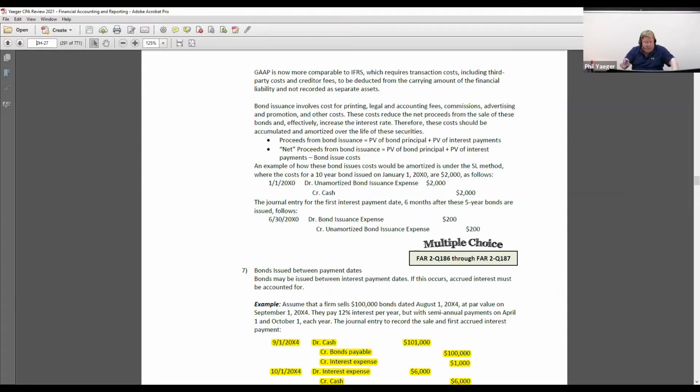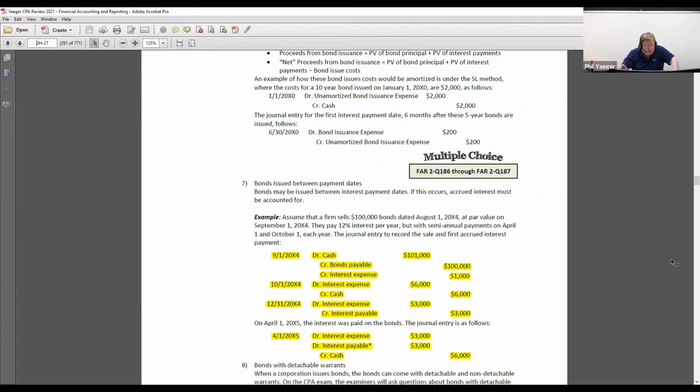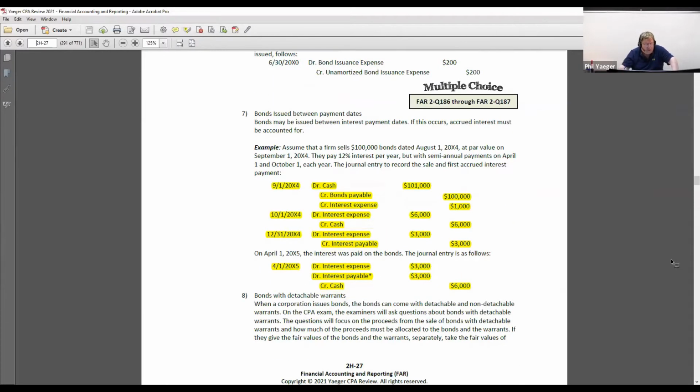Now let's look at this example here. Assume the firm sells $100,000 bonds dated August 1st, 20X4, at par value on September 1st, 20X4. They pay interest of 12% per year, semi-annually on April 1st and October 1st. The journal entry to record the sale and the first accrued interest payment is given.